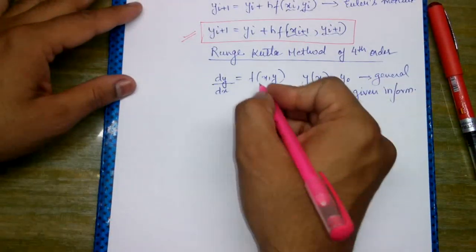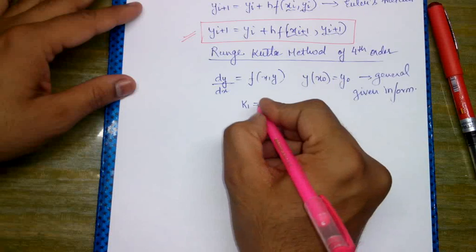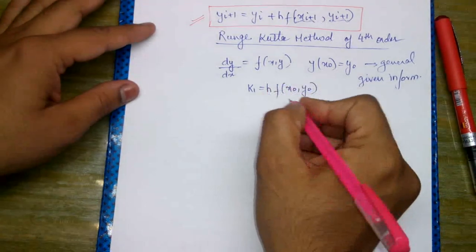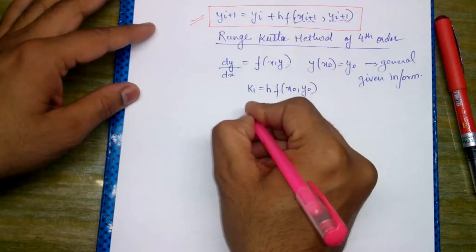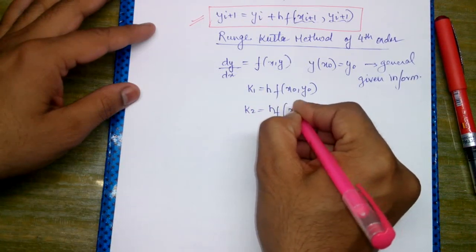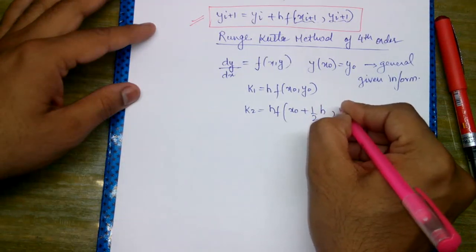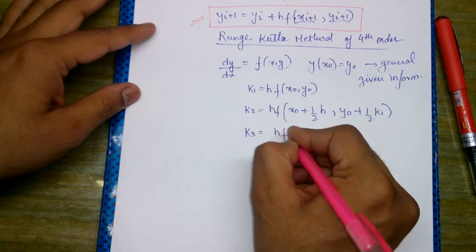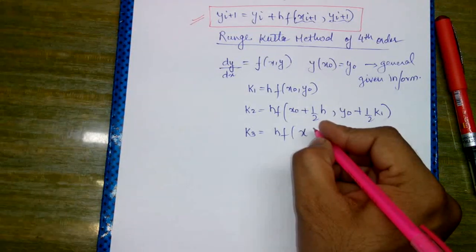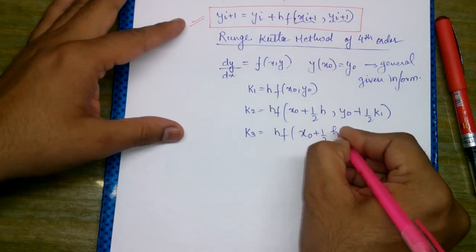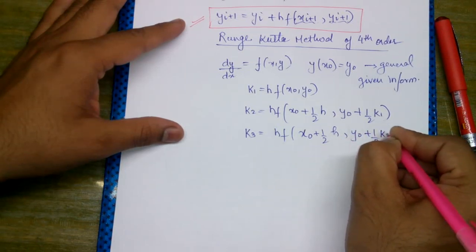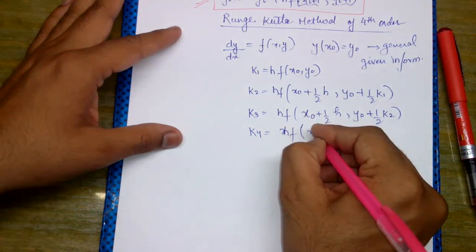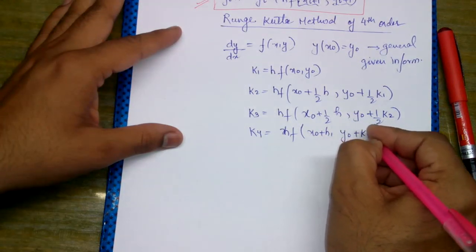Okay, so what we will do, we will find out four constants. They are k1, and k1 is h f of x0 comma y0. k2 is h f of x0 plus half h and y0 plus half k1. Then we have k3. k3 is h into f of x0 plus half h, y0 plus half of k2, and we have k4, that is h into f of x0 plus h, y0 plus k3.